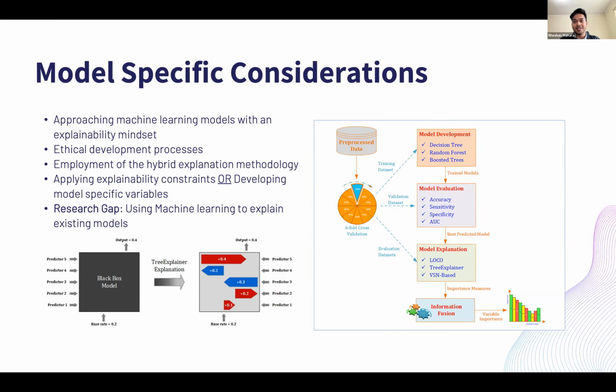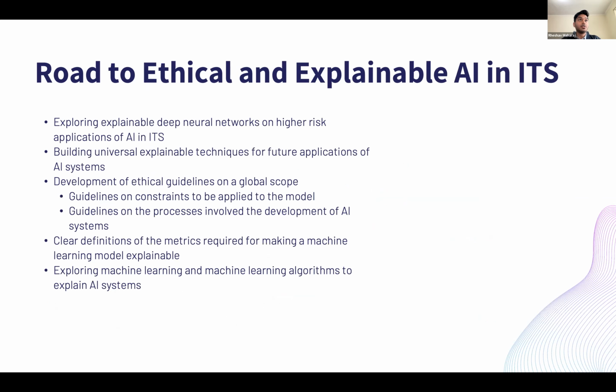So it's kind of like a deep inception into machine learning to explain machine learning, but that's something I want to try and do much more research into and see if it is even possible at this stage. And as a summary, the road to ethical and explainable AI in ITS, exploring explainable deep neural networks on higher risk explanations will help us understand where we can take explainable AI and how far we can take it before we reach an ethical barrier.